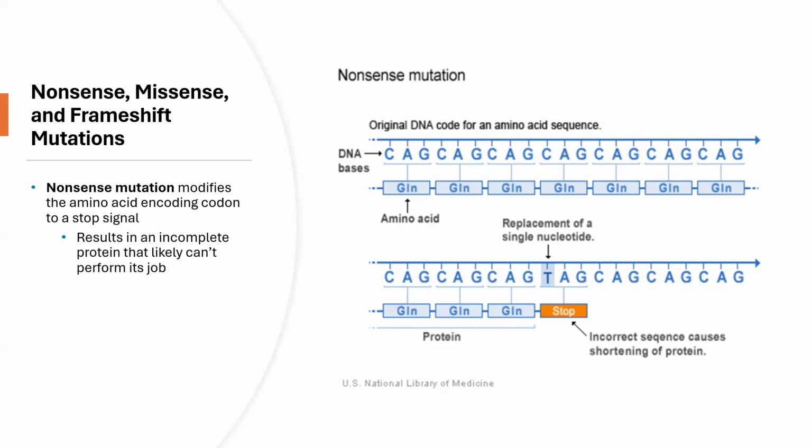Now, our nonsense mutations are any modifications that result in a premature stop codon. And that's going to give you an incomplete protein. And in almost all situations, these are going to result in non-functional proteins, or at least reduced functional proteins. And so what we see here, instead of getting this glycine, we end up getting a stop codon because we have this substituted base pair from a C to a T.